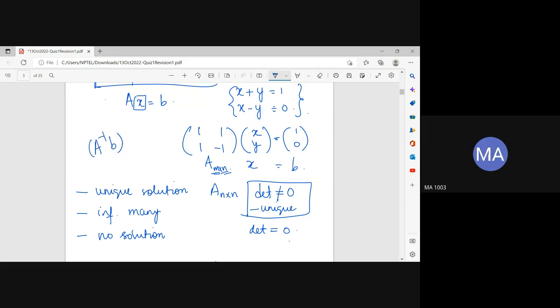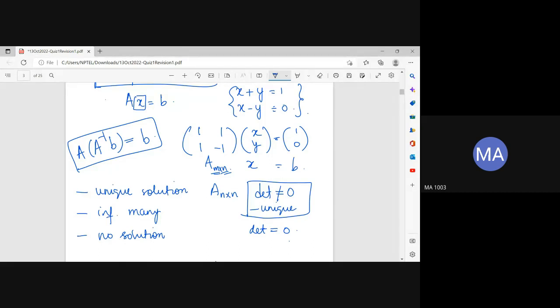If I put x is equal to A inverse B, what do I get? A into A inverse is identity, so I get B, right? So in the place of x, I put A inverse B, and it satisfies the equation, which means that it is a solution, right? And because the inverse of a matrix is unique, A inverse B is the only answer possible.